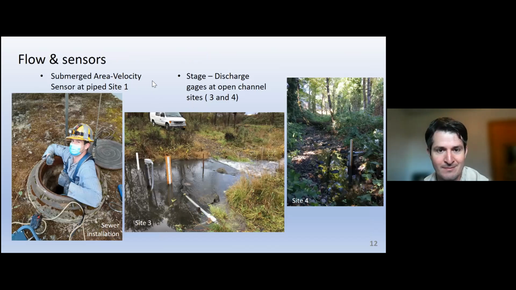So here's some photos of some of the installations we did. At site 1, because it was piped, we just installed a submerged AV sensor and a flow meter to get a sense of the flow rate and storm responses, which were extreme as you could expect with all the imperviousness of the catchment, and everything was just being piped right to the creek and the wetland.